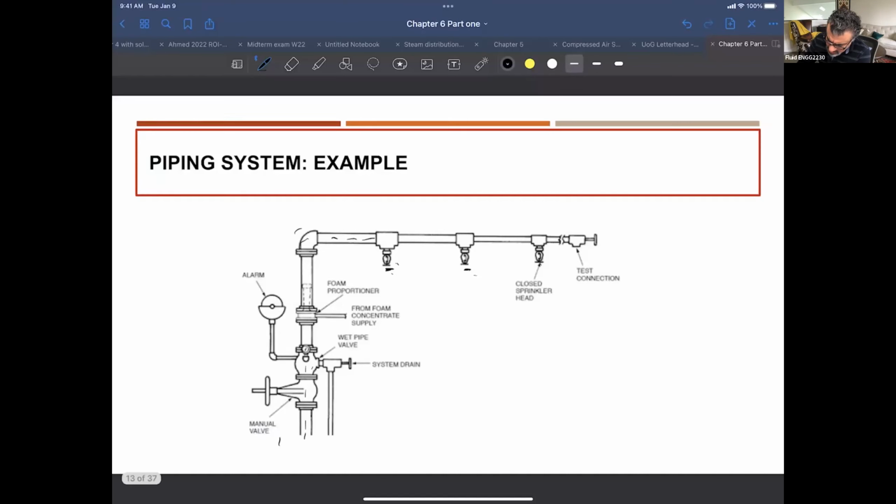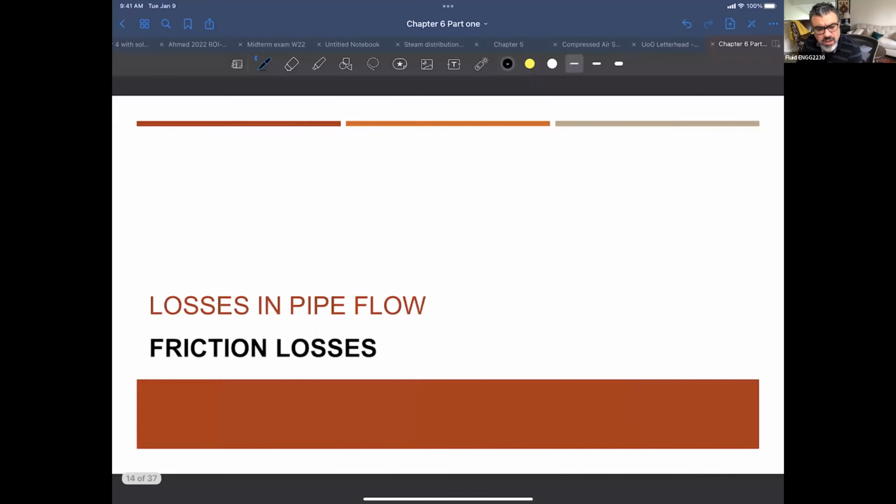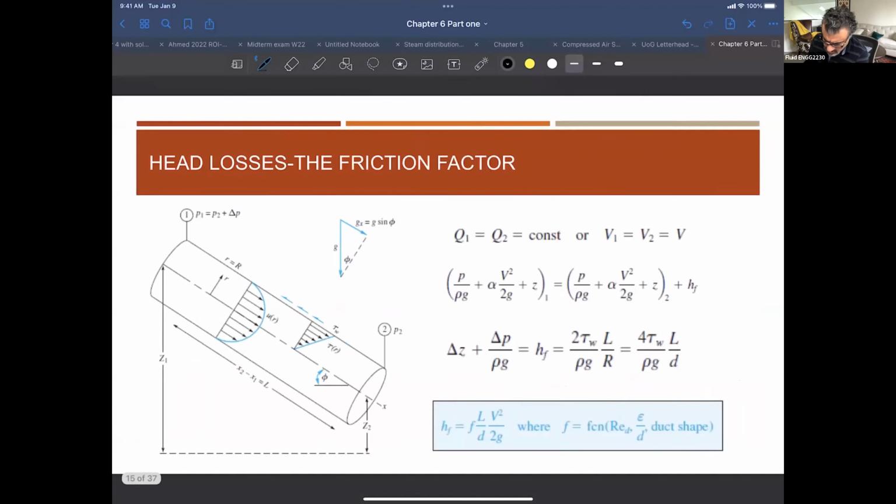So let's start with the first part of this lecture today, which is the friction losses. Once we start talking about a straight pipe, it means this pipe has the same diameter everywhere. We call this a straight pipe, and in a straight pipe the only losses we have are the viscous forces between the fluid and the pipe, and we call these the friction losses.